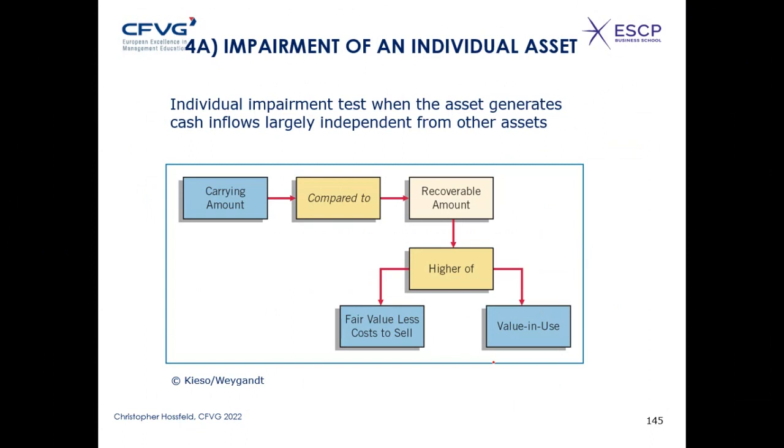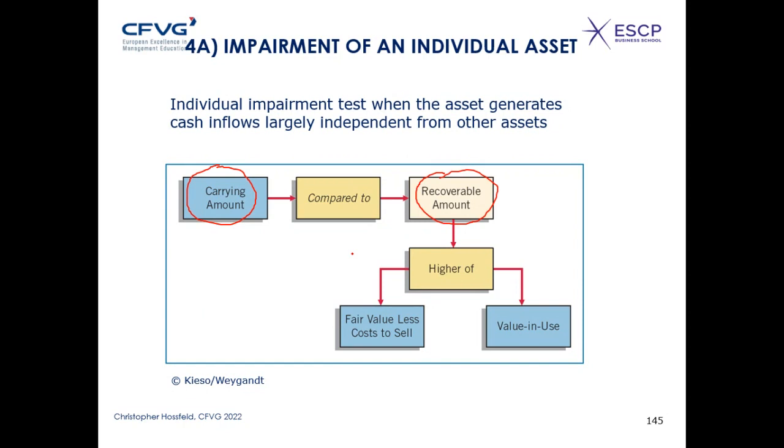As I said, in an impairment test, you need to compare the book value, which is also called the carrying amount, with a benchmark value. And the benchmark value for non-current assets is the recoverable amount. So in other words, the amount of money I can make with my asset.